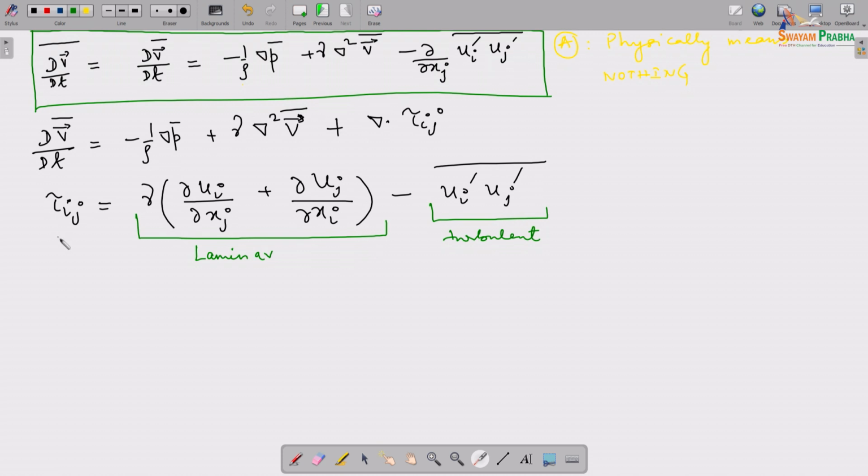So when I write the shear in that fashion, this is the part which is laminar and this is the part which is turbulent. Now again, I'm really trying to understand what this means, the inertia tensor.